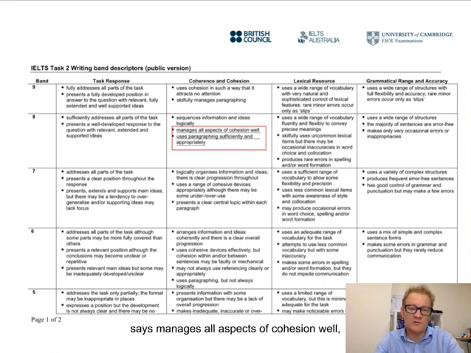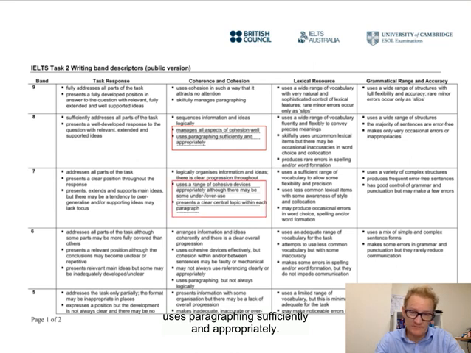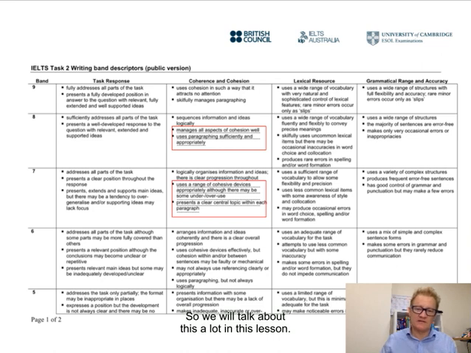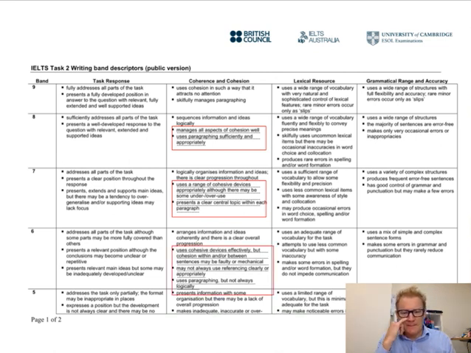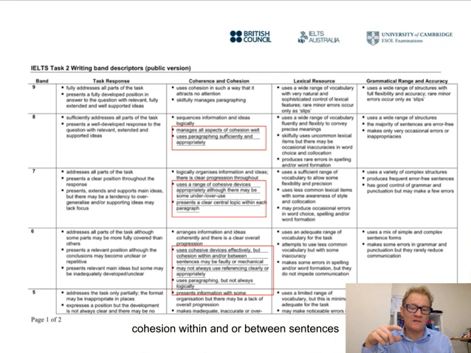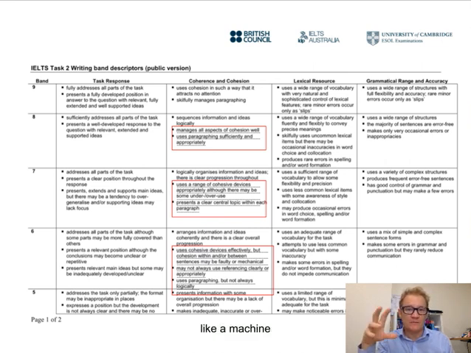So look, an 8, it says manages all aspects of cohesion well, uses paragraphing sufficiently and appropriately. For a 7, uses a range of cohesive devices appropriately, although there may be some under or overuse. So we will talk about this a lot in this lesson. Presents a clear central topic within each paragraph. 6, uses cohesive devices effectively, but cohesion within and or between sentences may be faulty or mechanical. So there you go. Clunky means mechanical, like a machine that's not running very smoothly.